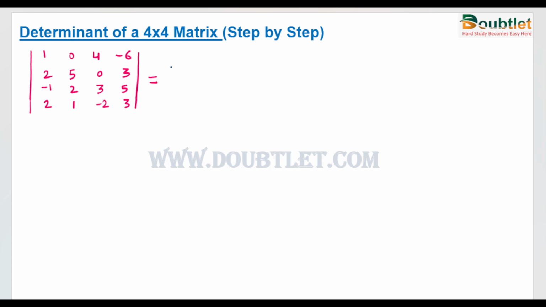So if we take the first row, this is the first row, first element, first row, second column, first row, third column, and first row, fourth column. So we can write this as minus 1 to the power 1 plus 1 and 1. And if we just cancel out this row and this column, then this 3 cross 3 matrix will remain. So it will become 5 0 3, this will become 2 3 5, and this will become minus 1 2 3.